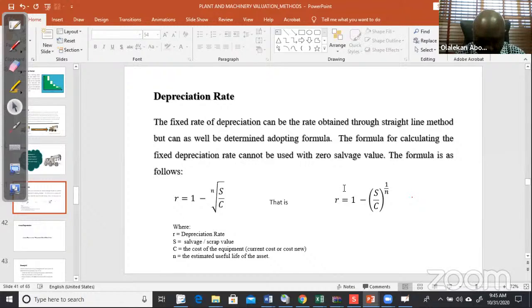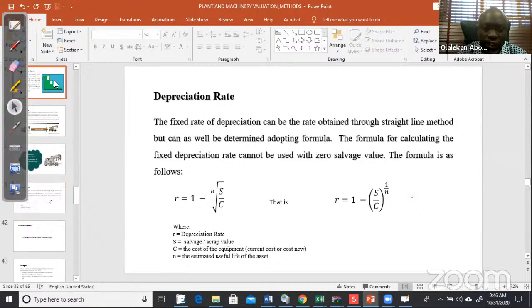Book value is equal to cost minus depreciation. It's correct, except that your depreciation should be accumulated depreciation. Book value is cost minus accumulated depreciation or total depreciation. That is book value. I'm sorry, yes, that is book value. Cost minus total depreciation or cost minus accumulated depreciation. That is book value.